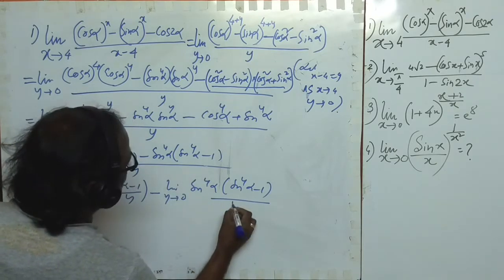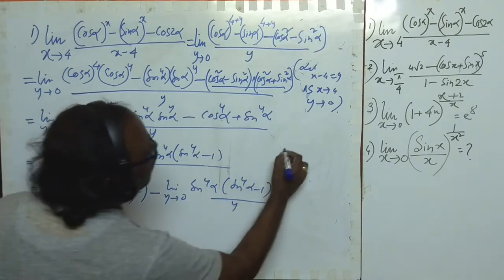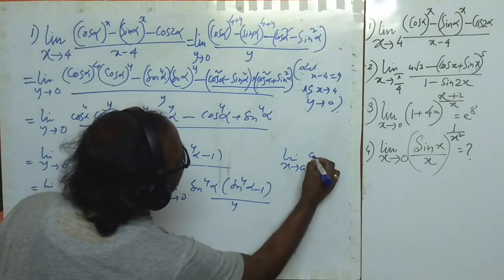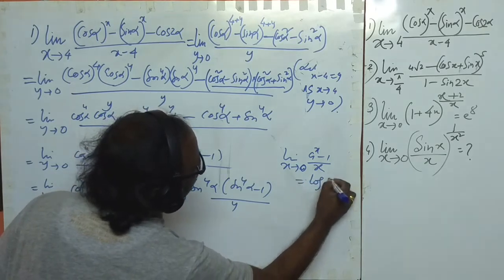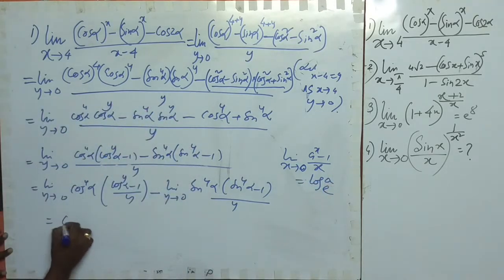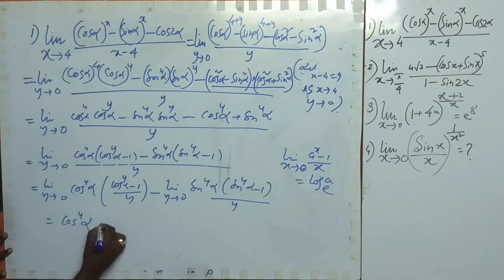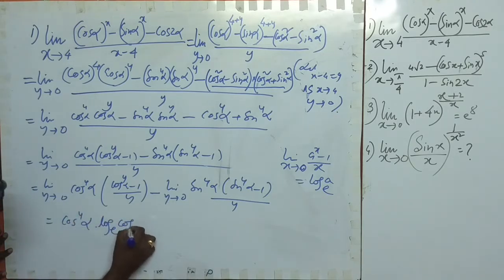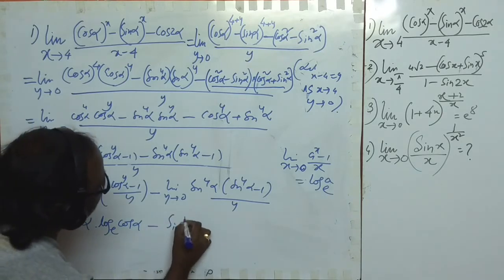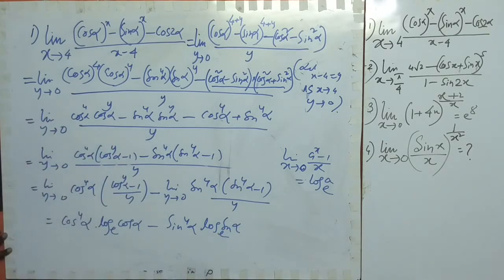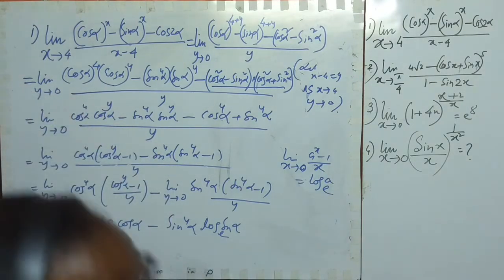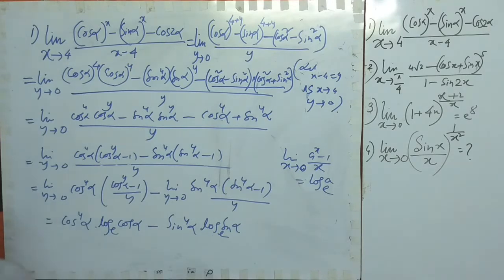The standard formula is that limit x tends to 0 of (a to the power x minus 1) by x is equal to log a. Okay, so the answer is cos alpha to the power 4 log cos alpha, sin alpha to the power 4 log sin alpha. Okay, this is the answer for this problem. So we have another problem to introduce in this video.